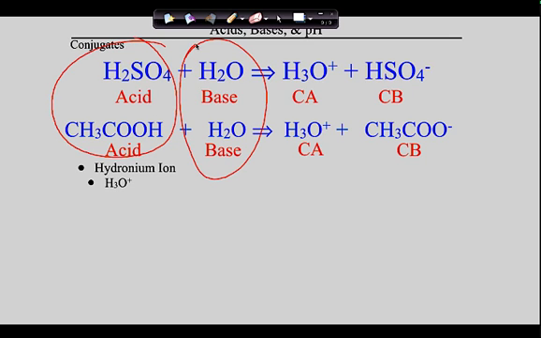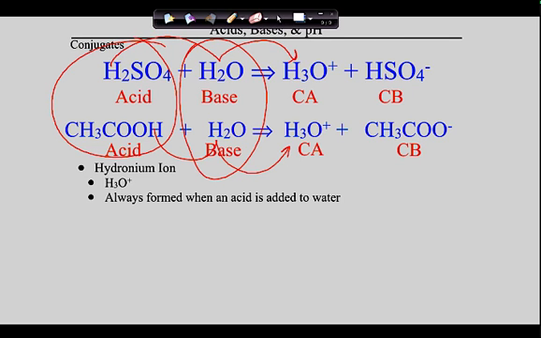But guys, here's the trick. What do acids do? They give away hydrogens. Where do they go? They go to water. And so guys, anytime you add an acid to water, the acid adds a hydrogen to water and it turns into hydronium ion. So guys, hydronium ion is always formed when an acid is added to water.